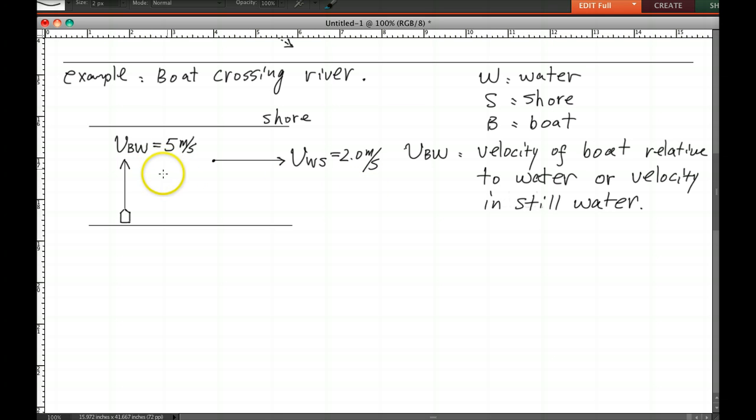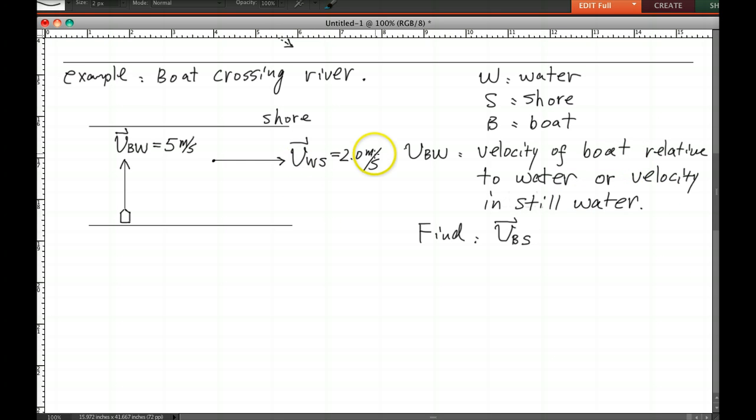So if we know the boat is trying to move north at 5 meters per second crossing the river, but the water is moving, then we need to find what's the real velocity of the boat, V B relative to the shore. That's the thing we need to find out.